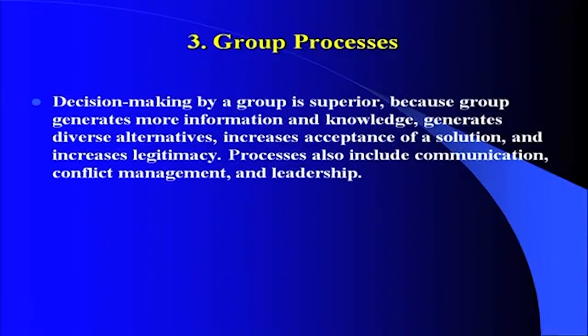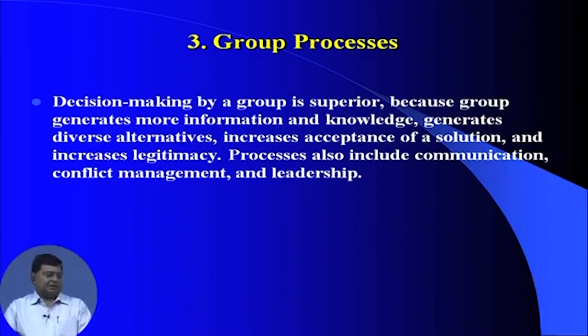Now, group processes. Decision making by a group is superior because the group generates more information and knowledge, generates diverse alternatives, increases acceptance of a solution, and increases legitimacy. Process also includes communication, conflict management, and leadership. So these are related to group process, where there is the communication process, the conflict management process, and leadership, meaning who will be the leader and how they will behave with each other. So all these are related to group process.